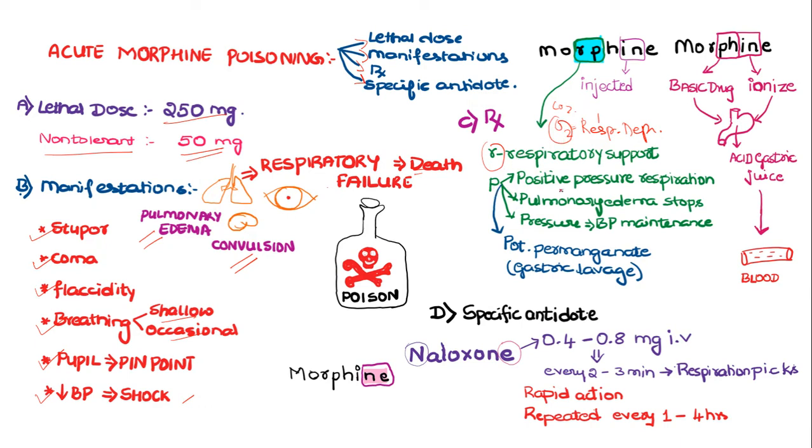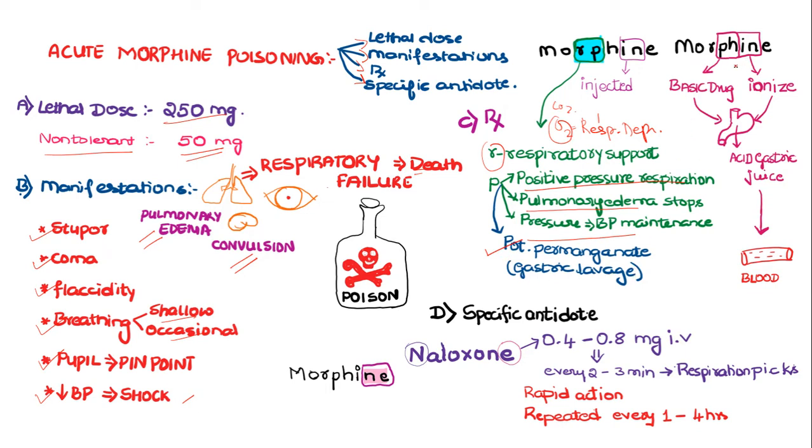So the other P you can remember is positive pressure respiration, which can help in relieving the pulmonary edema by shifting the blood from the pulmonary circuit to the systemic circuit. Blood pressure can be maintained by using intravenous fluids. You can also administer potassium permanganate, which is used as a gastric lavage to remove the unabsorbed drug.